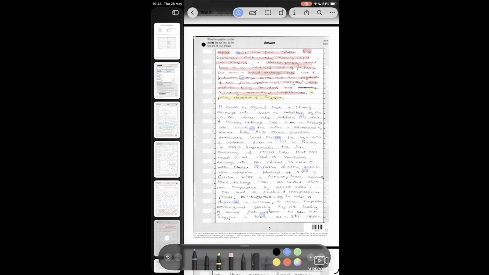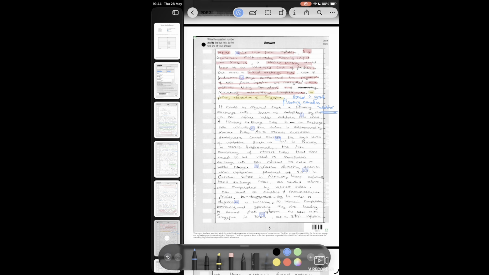Moving on. It could be argued, now this is my evaluation. It could be argued that a floating exchange rate, such as adapted by the UK, can in fact better address the issue. Straight away, it is completely focused on point 1. It's not that floating is good, however, floating is bad. It is fixed is good, however, floating can do better here. So, fixed is good. Floating can do better. This is called an evaluation over here.